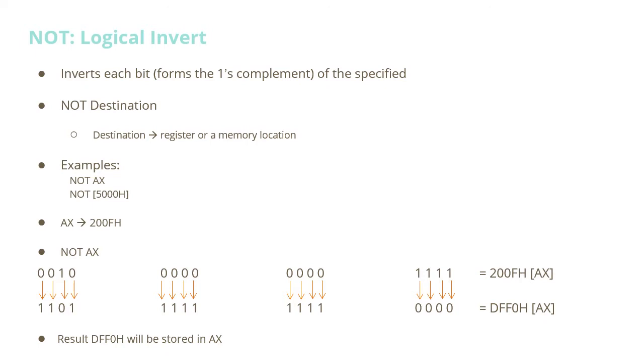Next is NOT 5000H, where the memory location 5000H is being specified. So the content of the memory location 5000H is being used for the operation. A bitwise inversion of the bits will happen in that memory location, and the result will be stored in that memory location itself. Let's see this more clearly with the help of an example. Suppose the content of the AX register is given as 200FH, and the instruction NOT AX is given, then the ones complement of each of the bits will be taken, and the result we get is DFF0H, and this result will be stored in the AX register itself.